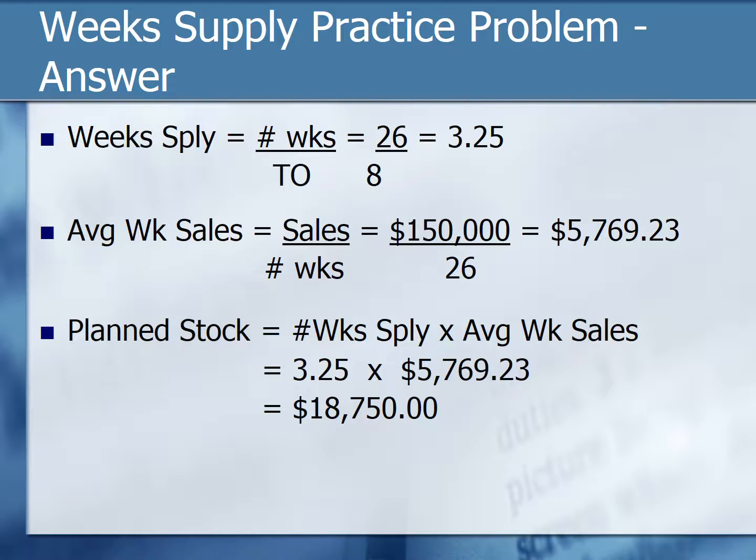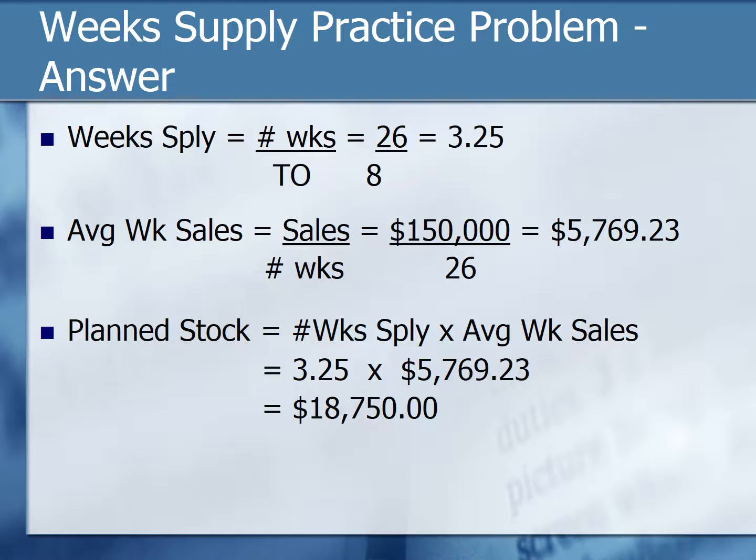And then the average weekly sales was calculated based on the seasonal sales of $150,000 divided by 26 weeks. So that was $5,769.23. Then our planned stock level is going to be the multiplication of these two numbers. So the weeks supply of 3.25 times the average weekly sales of $5,769.23 gave us the planned stock level of $18,750.